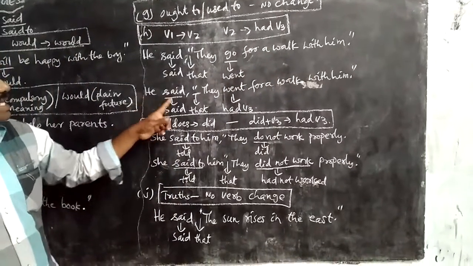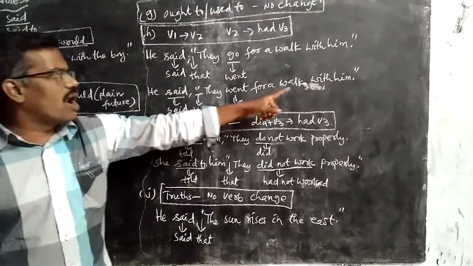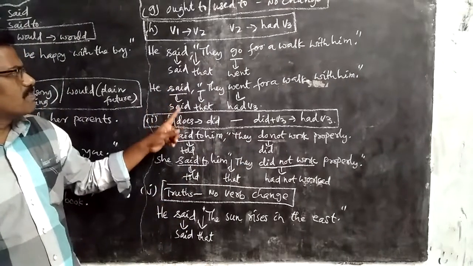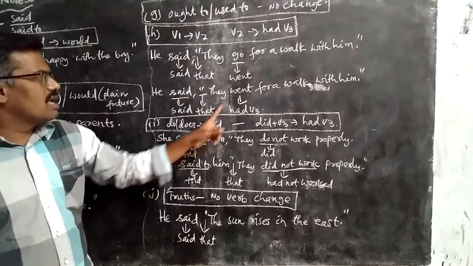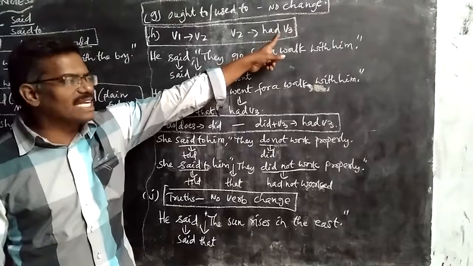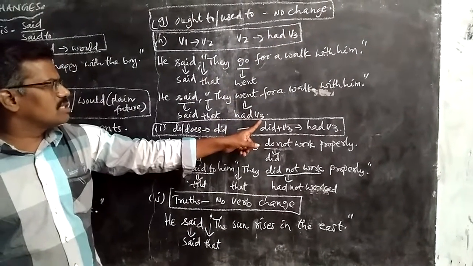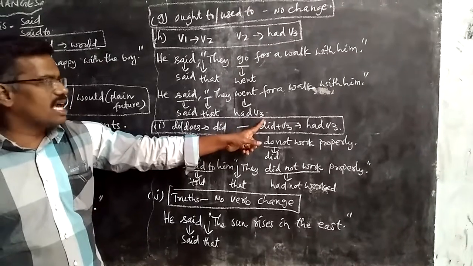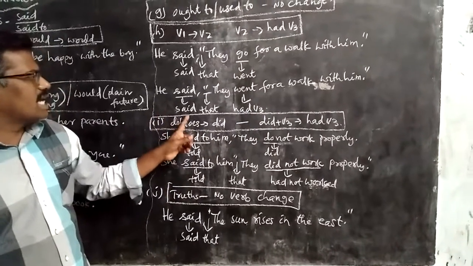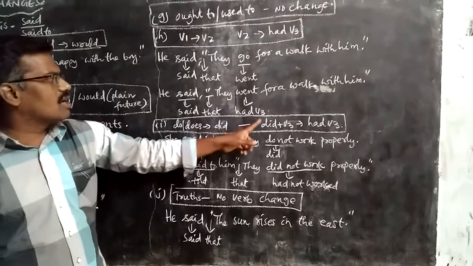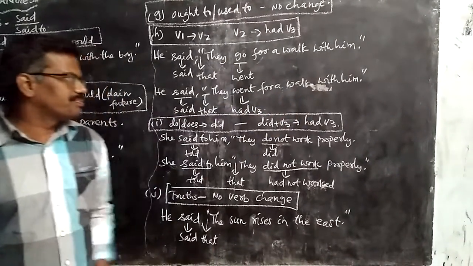And next, he said they went for a walk with him. Here said becomes said, inverted comma becomes that. Whenever verb 2 is there, we have to write had V3. So verb 2 becomes had V3. That means we have to write had gone here. So the answer will be he said that they had gone for a walk with him.